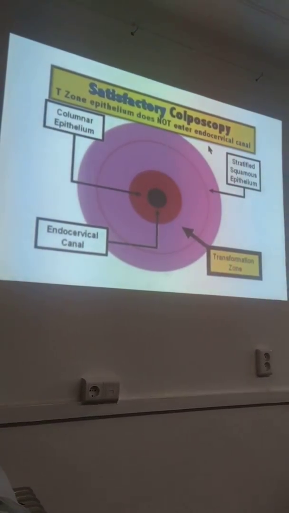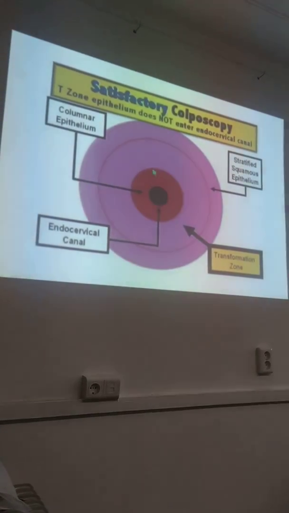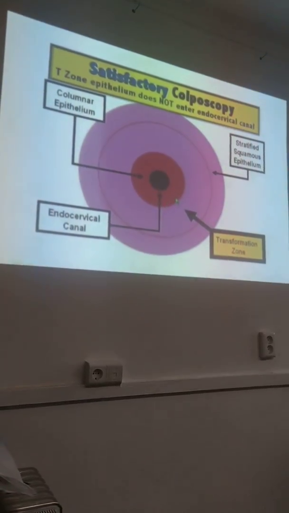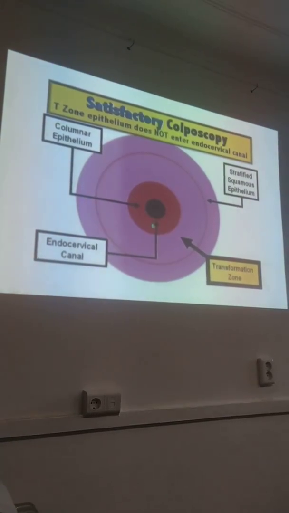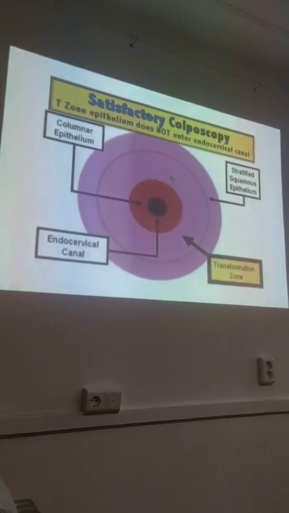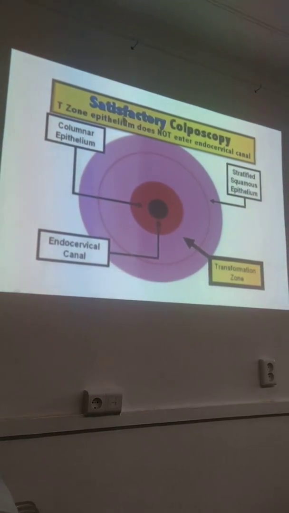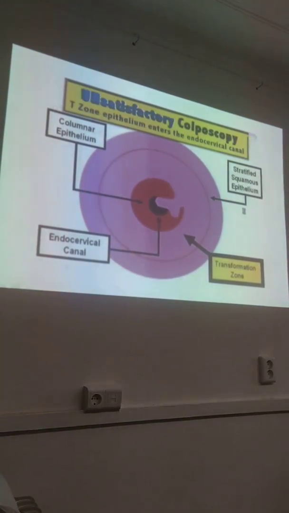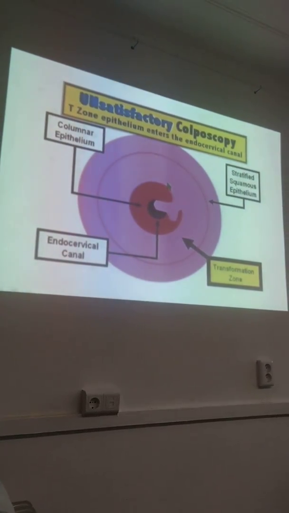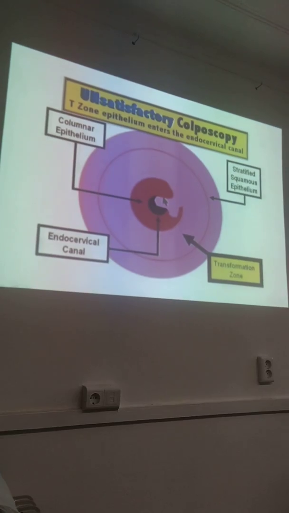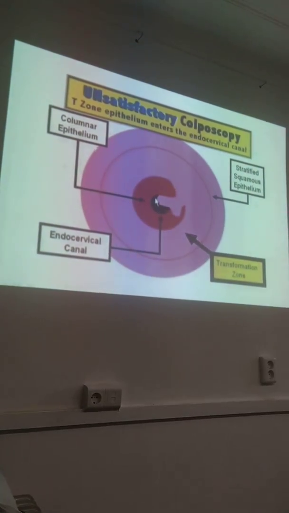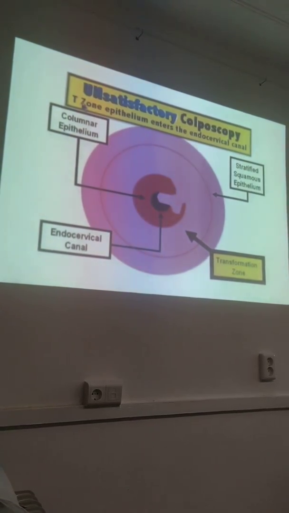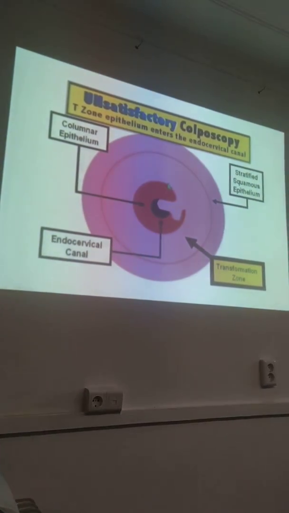One, can we see the entire transformation zone, and there is no lesion or epithelium that goes across into the endocervical canal? If that's the case, we call this a satisfactory colposcopy. If the squamous epithelium, the metaplastic epithelium, goes into the canal, we don't know how deep that goes, and we will call this an unsatisfactory colposcopy.